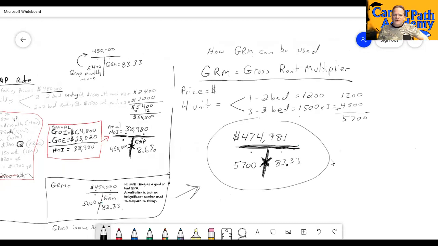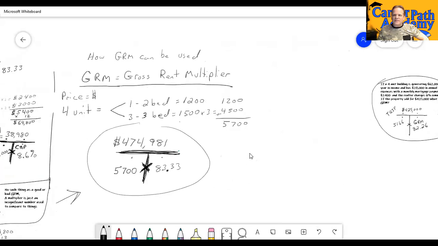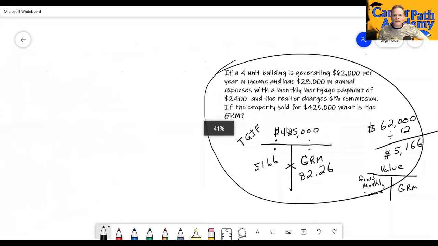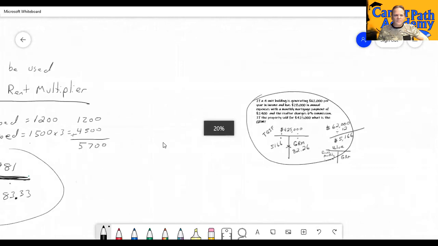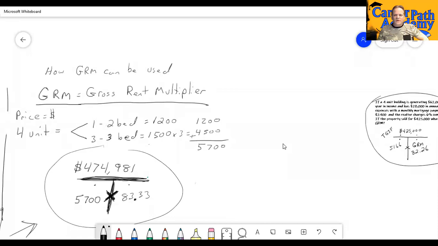Now, a way that they could make this harder on you is they could ask you, what is this? Oh, that's a different problem. They could give you the annual income or something like that. And then all you got to do is divide it by 12 to get the 5,700 and you'd put it in there. Because remember, when calculating GRM, you got to use gross monthly income.